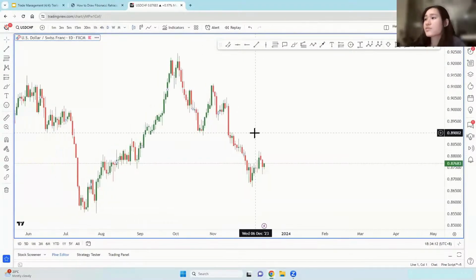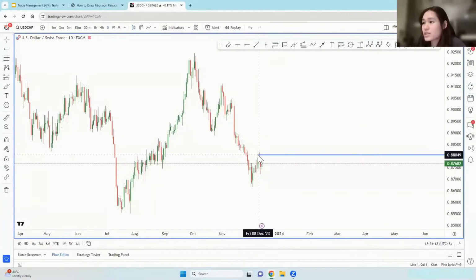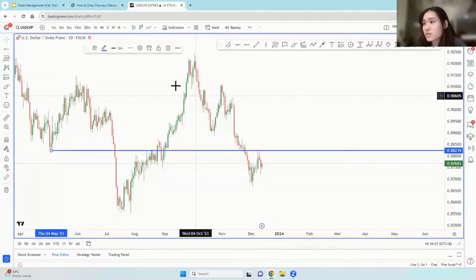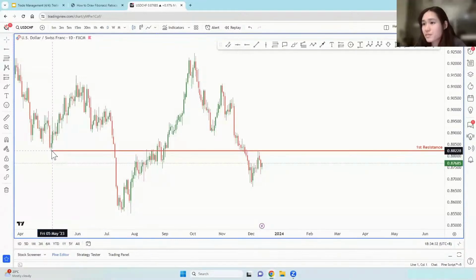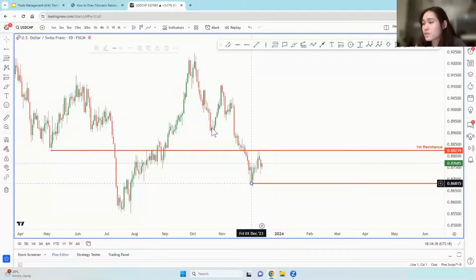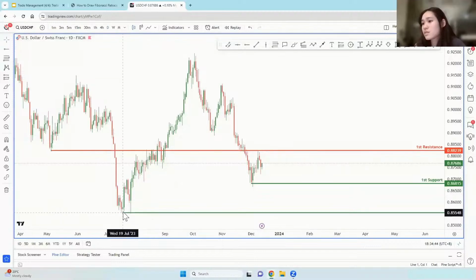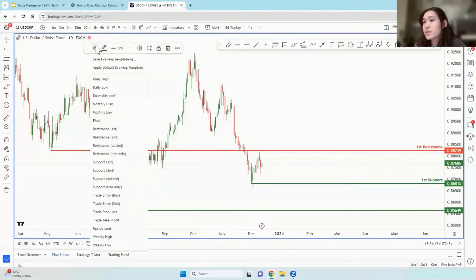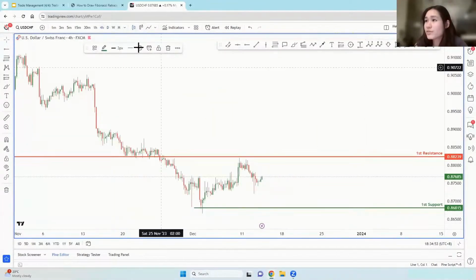First on our daily time frame, let's add some support and resistance levels. Firstly, this is our first resistance, and then our first support, and maybe a second support here. Now let's look at our 4-hour time frame.